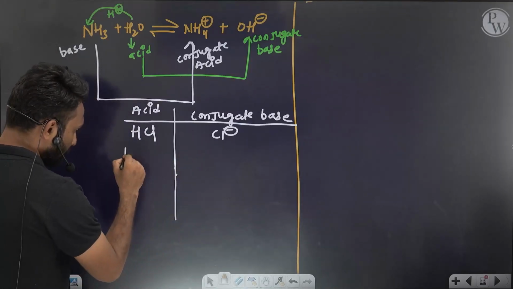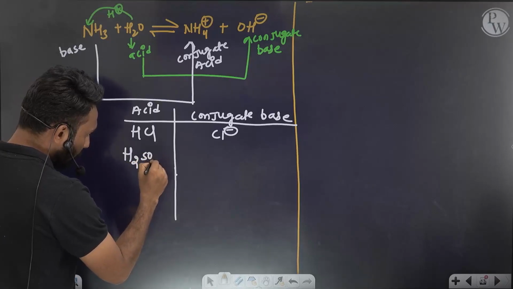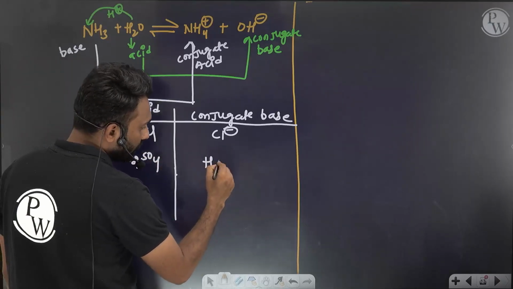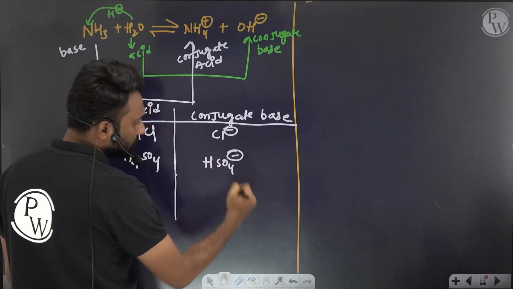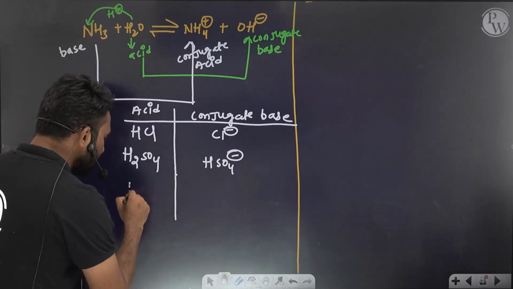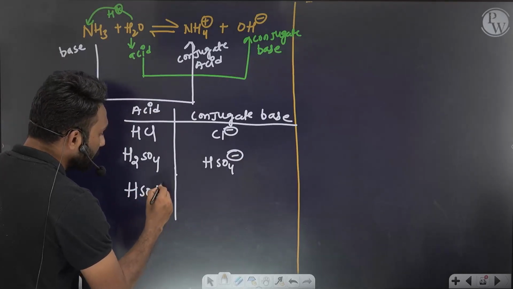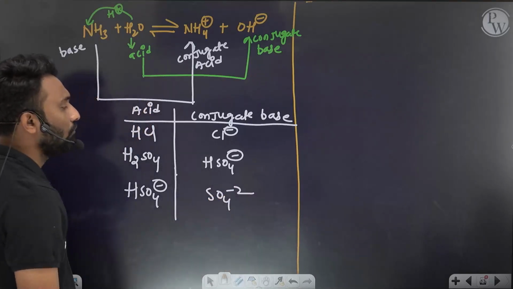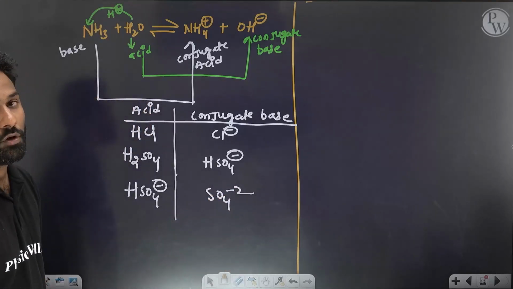Now H2SO4. The conjugate base of H2SO4 is HSO4 minus. Next, the conjugate base of this HSO4 minus is SO4 minus 2.